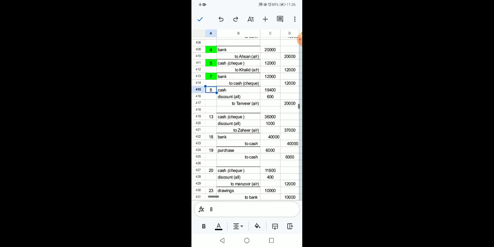8th entry. 8th entry has 3 elements, but we are associated with only 2 elements, which is cash and discount. So step by step we will do it. First step is to see cash, which is debited 19,400. So you will go to the debit side and will write the amount, which is 19,400.